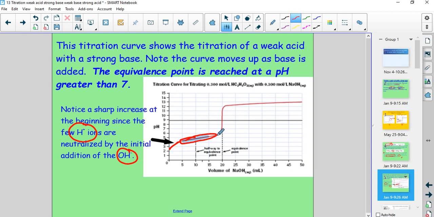This continues until you get to your equivalence point, approximately in this example at 20 mL. Notice that your pH is not at 7, which is what you would expect it to be if it was a strong acid, strong base titration, but it is just above that, roughly just below 9. Then you still get that same plateauing effect immediately after.